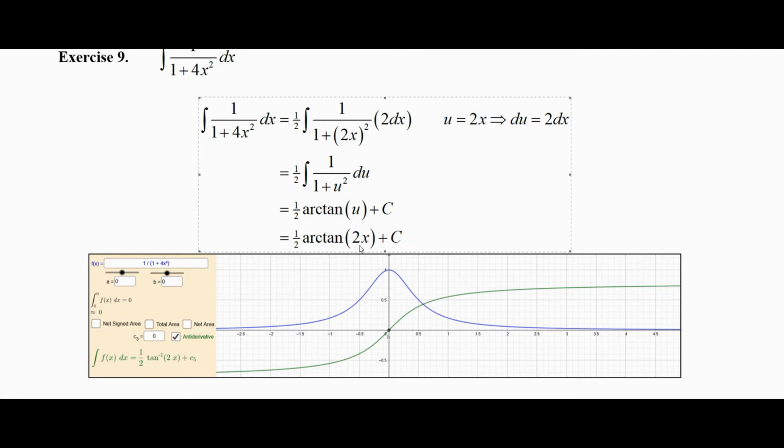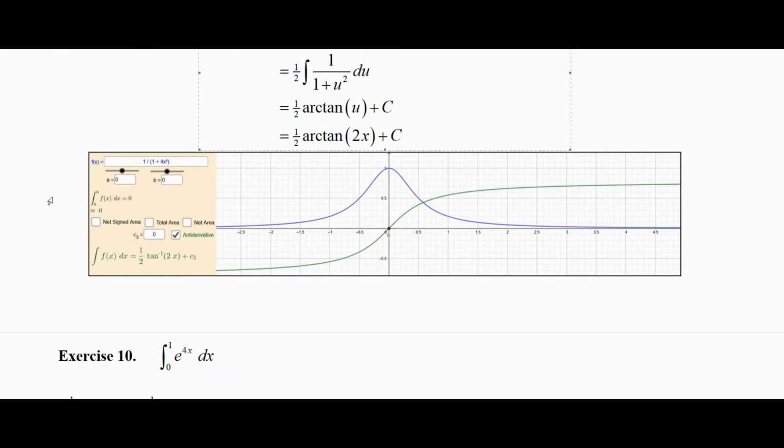Another way to write arctangent of 2x is tan superscript -1. That's not a power. That's an inverse tangent or arctangent function. I prefer arctan, really, but it's often written this way, including on a lot of calculators. So 1/2 arctangent of 2x plus some constant. Right now that constant is 0, and that's the green graph right there. The original graph is in blue.